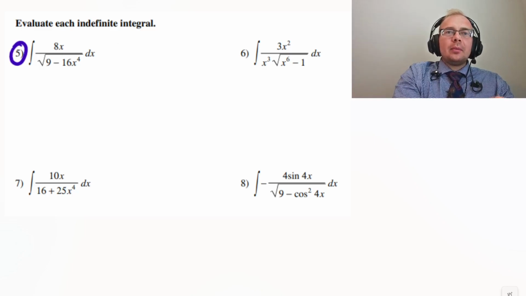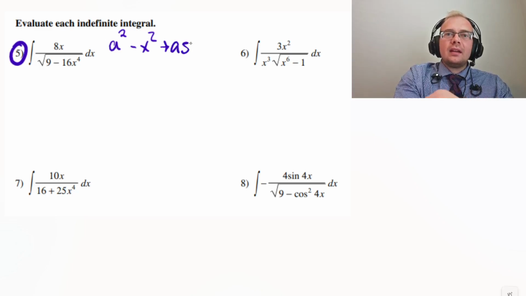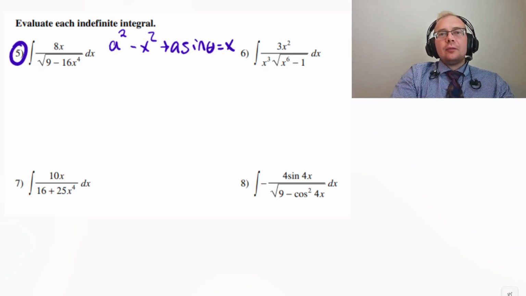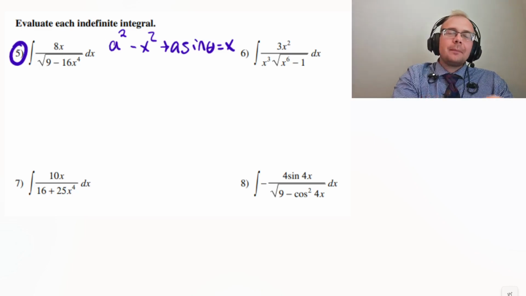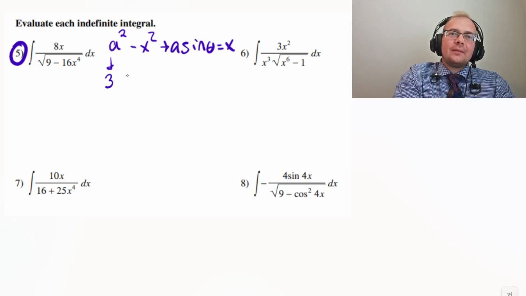And the way I like to remember these is if you have the non-x term first, then it's a squared minus x squared, and that's a sine theta equals x. The way I like to remember this is a sounds like bay and x sounds like x. So if your bay is before your x, that's a good sign. So then that helps. And a is going to be 3.